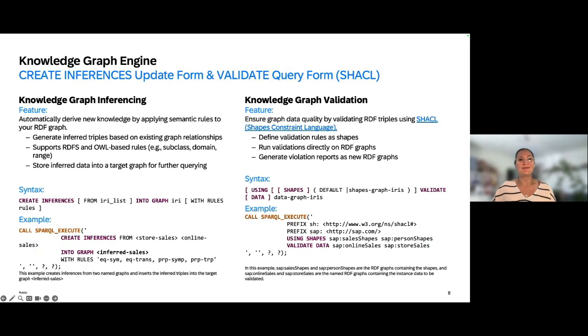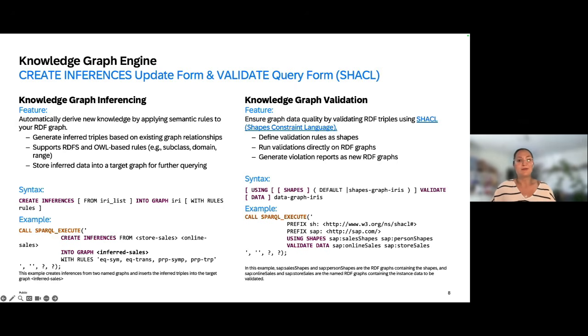Just last quarter, we delivered our knowledge graph engine and are now working on enhancing the engine's features. Let me name 2 specific enhancements we made over the last quarter and just delivered recently. One is inferencing. You can now generate and store triples based on existing graph relationships, and these support RDFS and OWL-based rules. You can find more details here on the slide, but I'm not covering more right now.